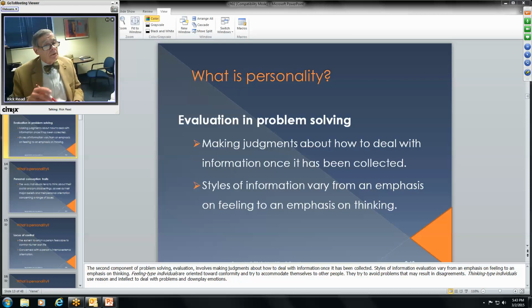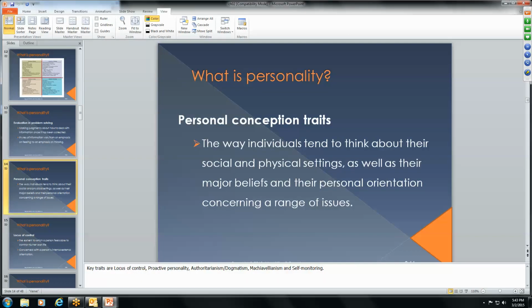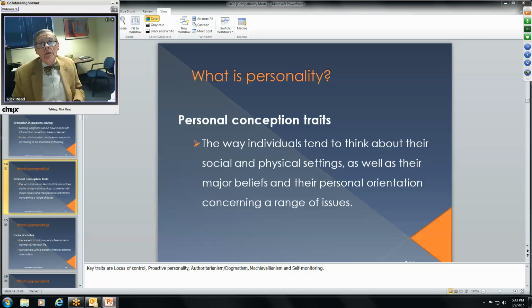And if you can see the bottom, feeling type individuals, I'm going to read this. Feeling type individuals are oriented towards conformity and try to accommodate themselves to other people. Thinking individuals use reason and intellect to deal with problems and downplay emotions. Now, I never know how good that is. I know which side I fall on, but I don't try to make a whole lot of sense about it.